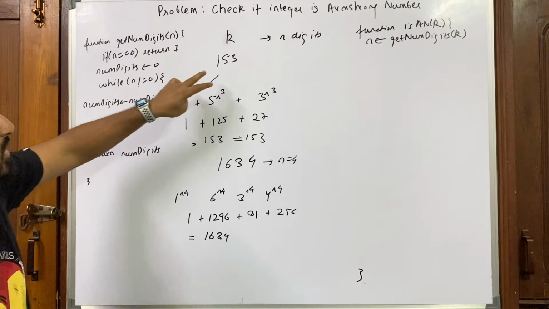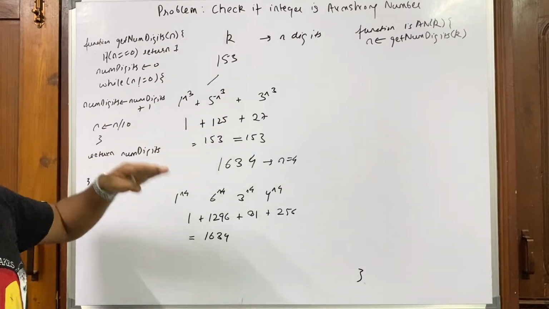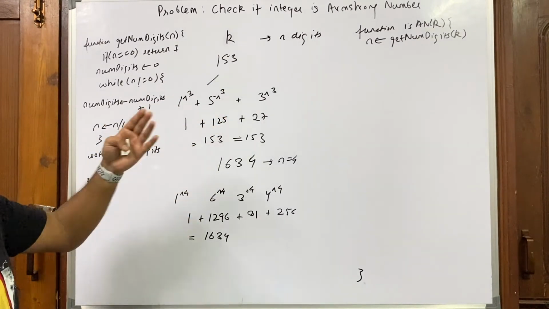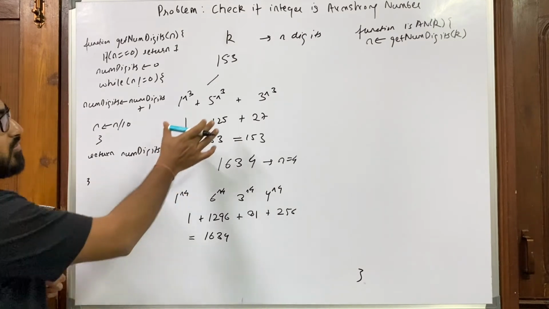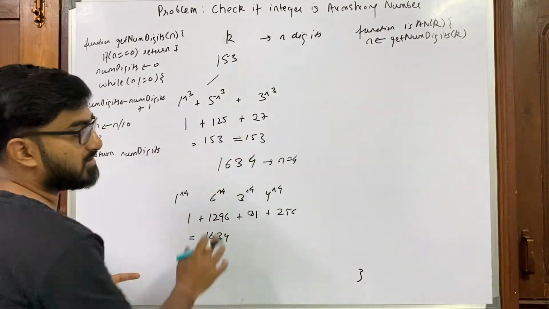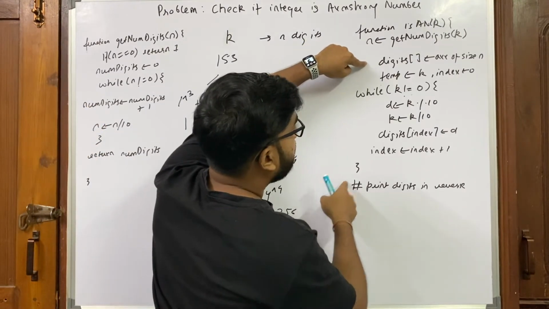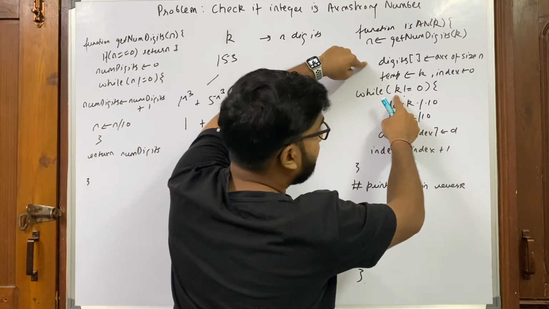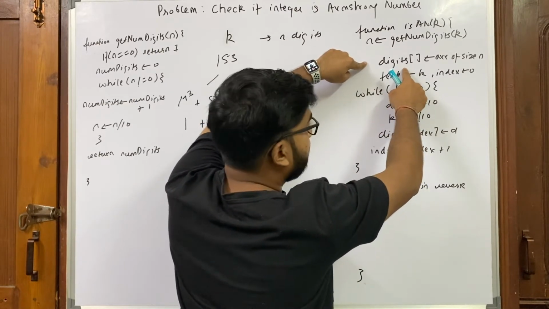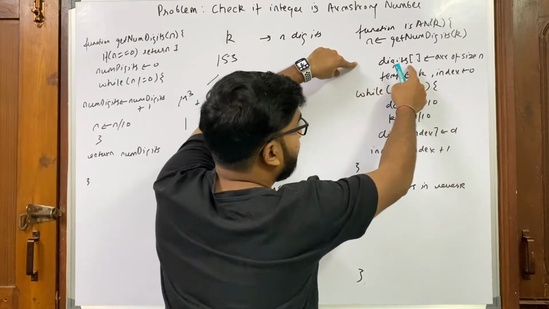Second task is to break this integer into digits. I've already posted a solution for that as well. You can check that out. I'm going to use the pseudocode from that to break the integer into digits. So this is the pseudocode that extracts digits from this integer k and stores them into this array digits. The digits stored in this array are in reverse order.